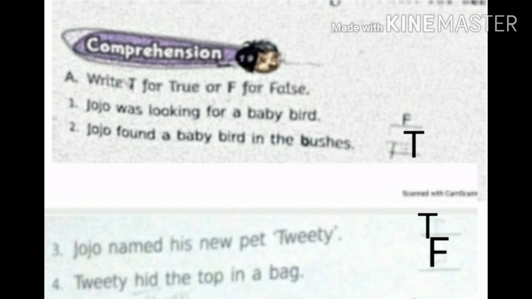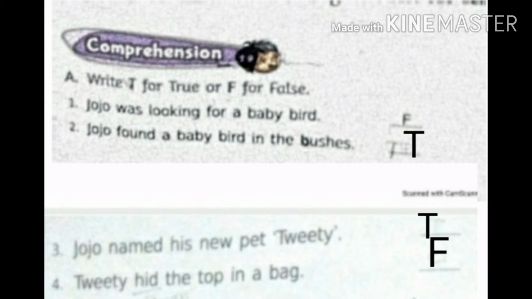The second sentence is Jojo found a baby bird in the bushes. Whether it is true or false, it is true. So we have written here true. Now the next one is Jojo named his new pet Tweety. Whether this sentence is true or false, it is true. So we will write T for true.